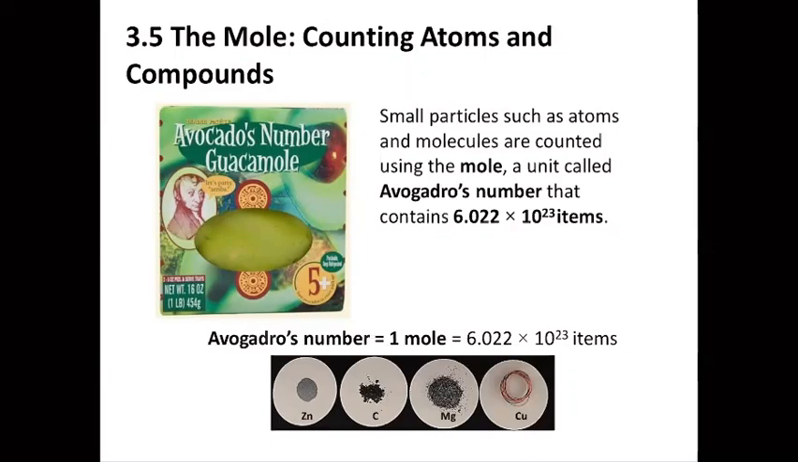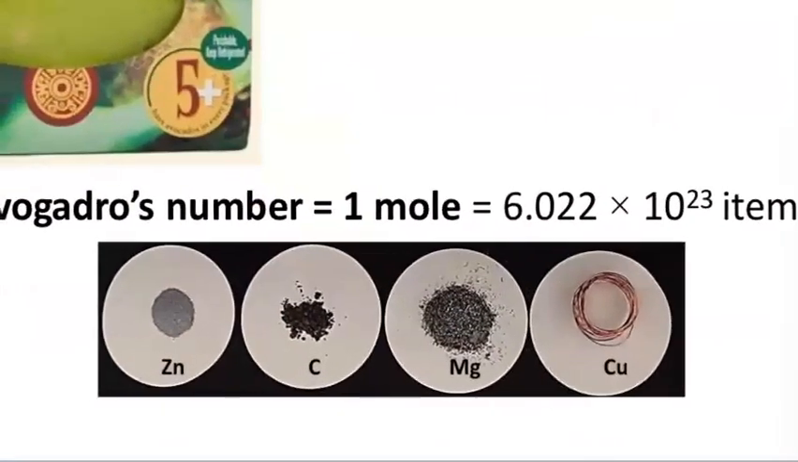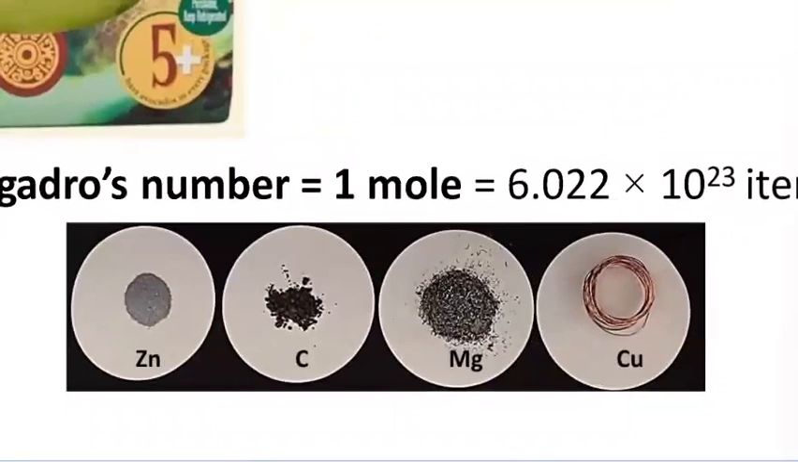Now, you can see in the bottom of the slide that these are images of 1 mole of the following elements. So in the first image, you have 1 mole of zinc. In the second one, you have 1 mole of carbon. Then we have 1 mole of magnesium. And lastly, we have 1 mole of copper.